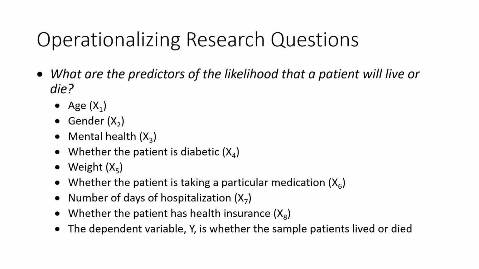Number of days of hospitalization. So there's another scale level variable. Obviously, the longer you're in the hospital, maybe the greater likelihood that you won't make it. And how about whether the patient has health insurance? So that's x8. That might be more relevant for an example in a country like the United States than a country like the UK or Australia, where we have universal health care. The dependent variable, of course, as I've said, is Y, and in this case, it's whether the sample patients lived or died.